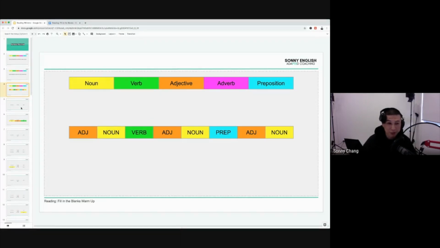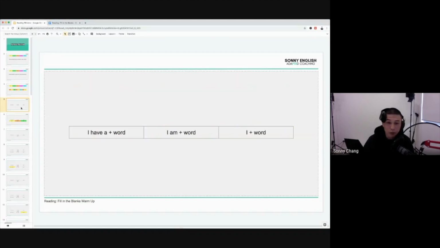So you gotta know what part of speech is. And this is one way that can help you if you're not too sure. What the hell am I talking about? Make a sentence by yourself. Okay, think of this. Either I have the plus the word, or I am plus the word, or I plus the word. This is one of the simple things that I can show you today to try to help you identify parts of speech.